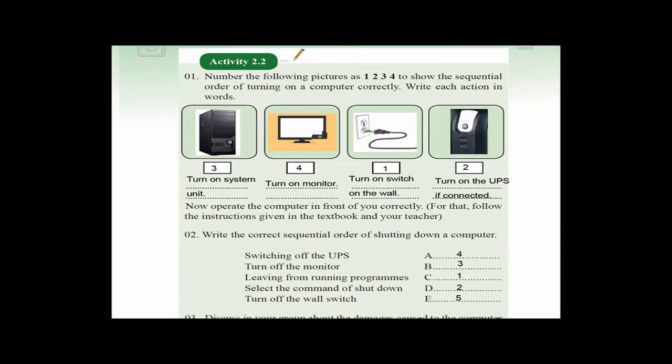Okay, activity 2.2. Here they are asking to number 1, 2, 3, 4 to show the sequential order of turning on the computer, right? So first, number 1, you have to turn on the switch on the wall. The second one is if there is a UPS connected, then you have to turn on that one. Then you have to turn on the system unit. Finally, you have to turn on the monitor. So this is how you should turn on your computer.